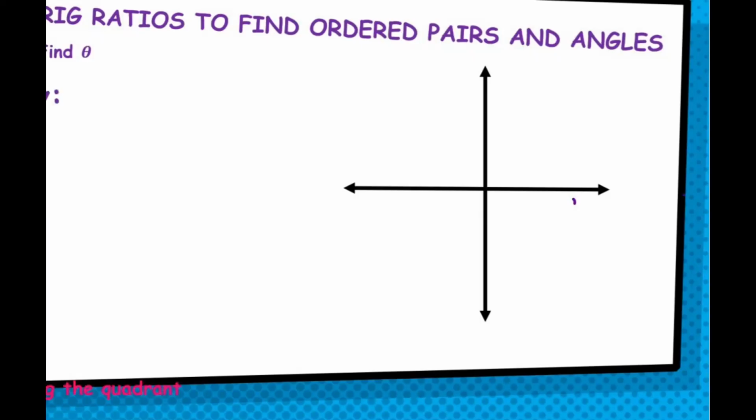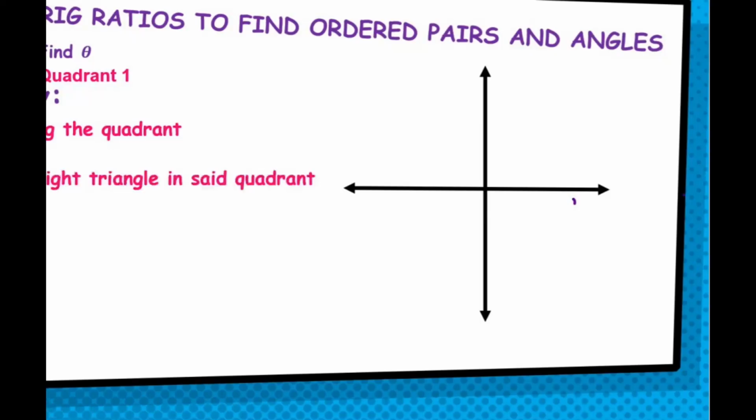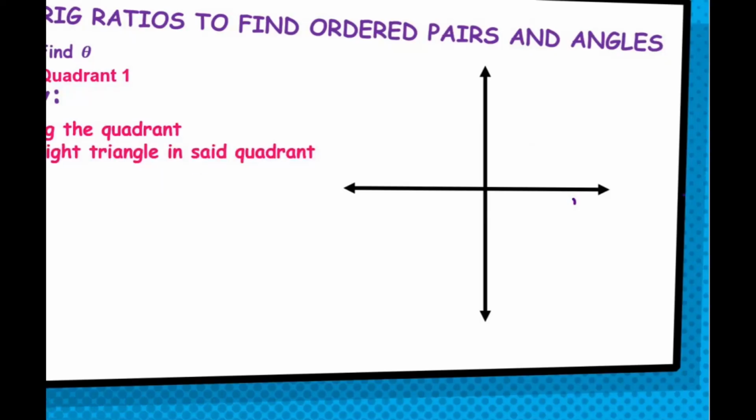All right, here we're going to start by the same thing. Determine what quadrant. If I go over 6 and up 6, that puts me in quadrant 1. Here I'm finding the angle. So we'll see what this looks like here in a second. So I'm going to label my side 6 here, 6 here.